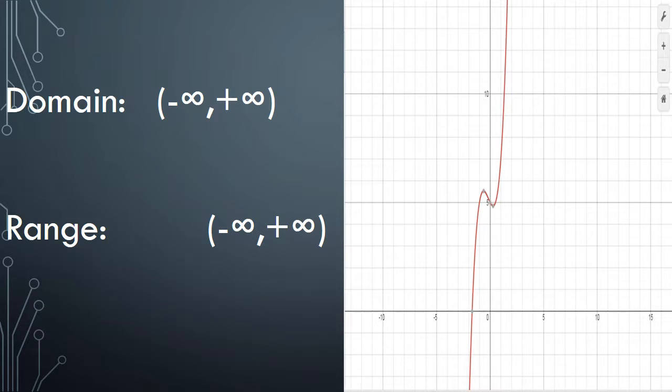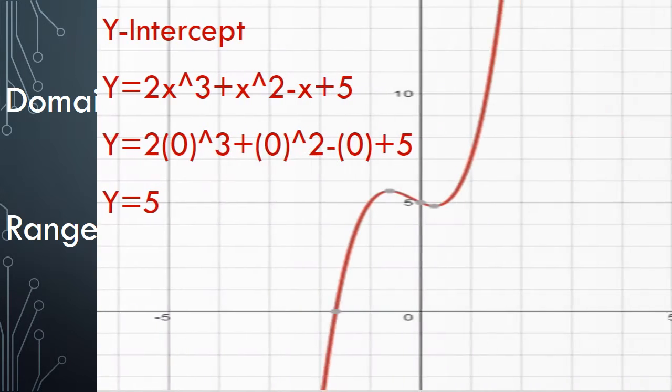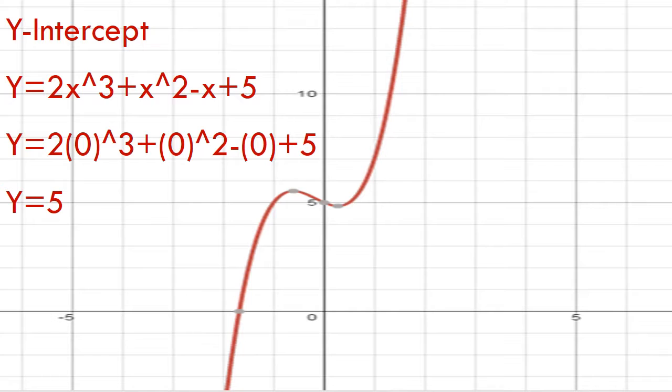Now time to find the domain and range. In my case, both came out to be from negative infinity to positive infinity. Now time to find the y-intercept. In order to find the y-intercept, we need to set the x's equal to 0. In my case, y equals 5.